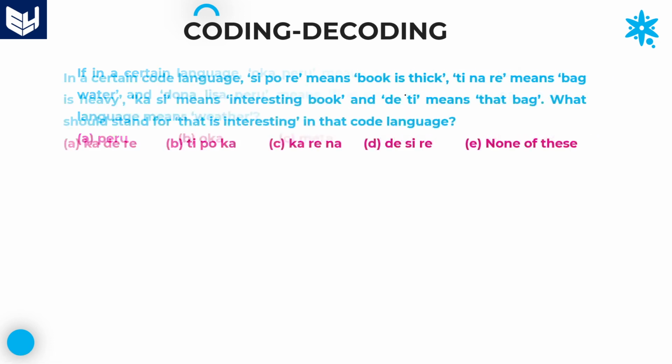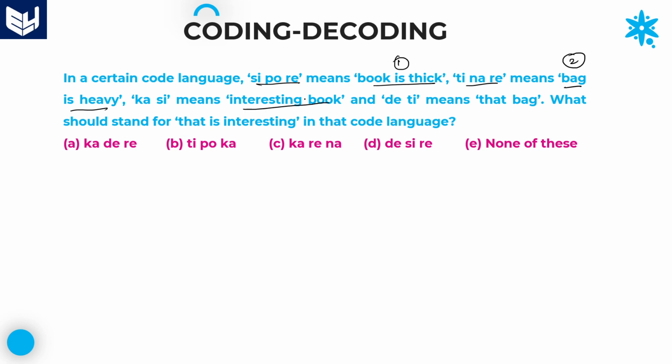Next one. See here. In a certain code language, this is a code and this is the word. This is the first statement and this is the code, and the second statement is this one. Second statement. And here also the third statement. After that, a lot more given. Fourth statement. Four statements are given. What should stand for "that is interesting" in that code language?